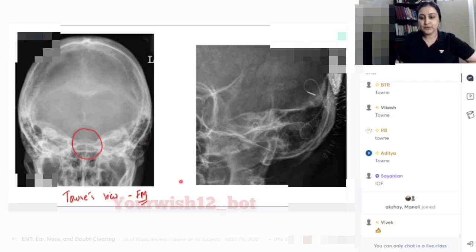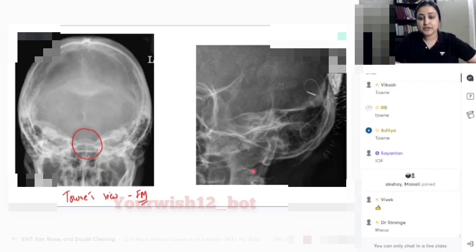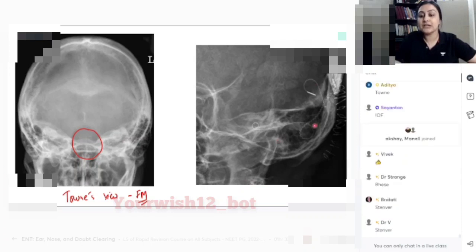Okay, so Townes view, foramen magnum, right? So this is what we have here. What is this view where you are also seeing one implant? No, this is not Rees view. What is this view? This is the view where you are seeing the cochlear implant.